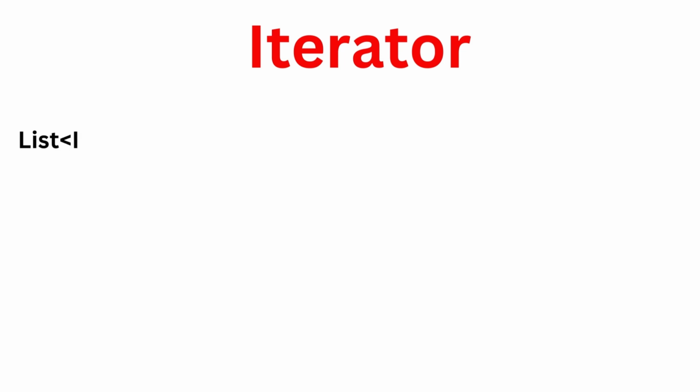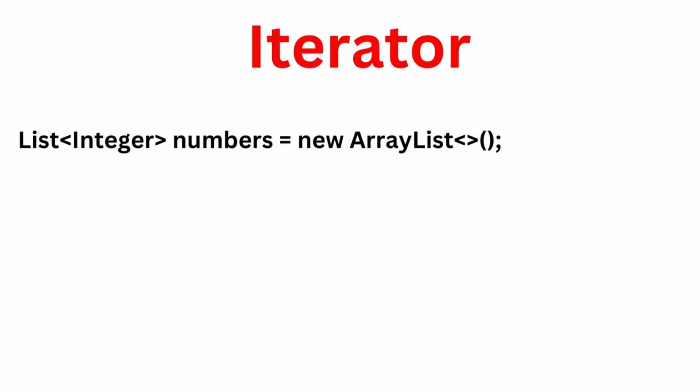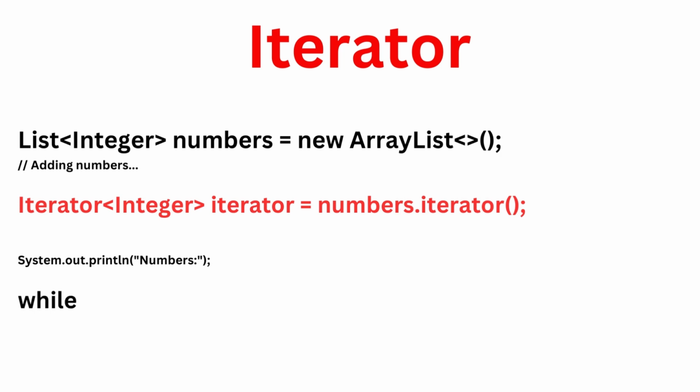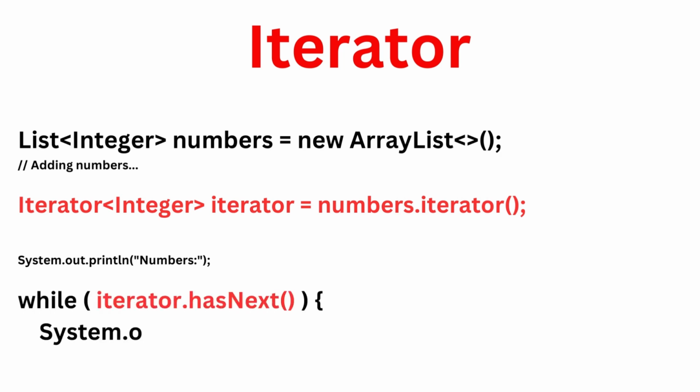The third one is iterator. List<Integer> numbers = new ArrayList<>(). So this is a list of Integer type and the name is numbers. I am using an Iterator of type Integer. Iterator equals numbers.iterator(). So I am using the iterator on my list name, numbers.iterator(), and I am using the method hasNext while it is running, and I am printing the value.